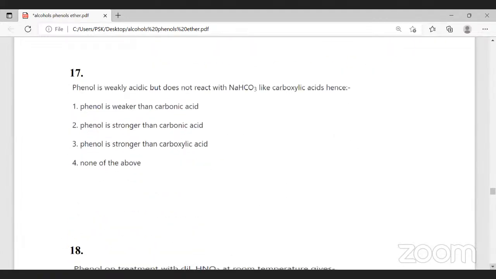The next question. Phenol is weakly acidic, but does not react with sodium bicarbonate like carboxylic acid. Hence, phenol is weaker than carbonic acid; phenol is stronger than carbonic acid; phenol is stronger than carboxylic acid; none of the above. Carbonic acid is soda water, H2CO3. Now, if I take any carboxylic acid, CH3COOH, when this carboxylic acid is allowed to react with sodium bicarbonate, sodium acetate, CH3COONa, will be formed.